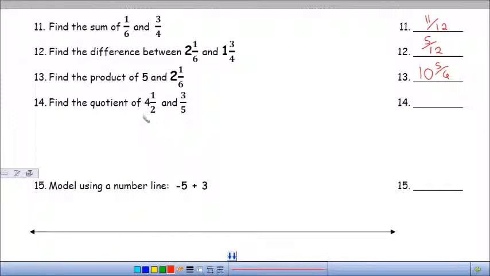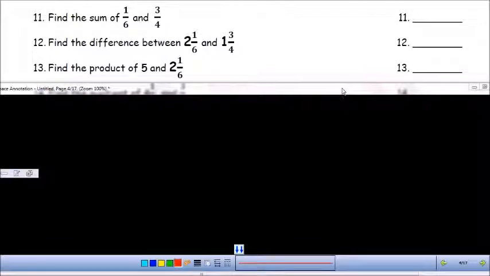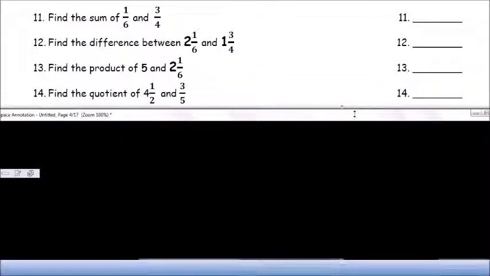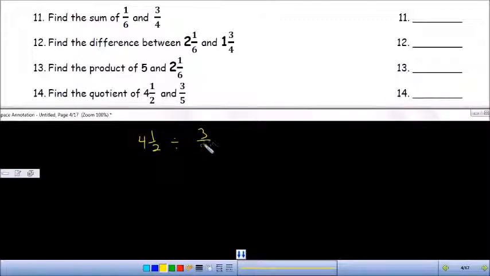Okay, and finally, find the quotient of 4 1/2 and 3/5. Quotient means divide, right? So we're gonna have to divide right quick. And in order for us to divide fractions, we kind of have to do the same thing that we did with the multiplication. We're gonna have to use that popcorn, Texas, or all around the world to change that mixed number to an improper fraction before we can do anything with it. So that 4 1/2 we're going to have to change, and we're dividing it by 3/5.